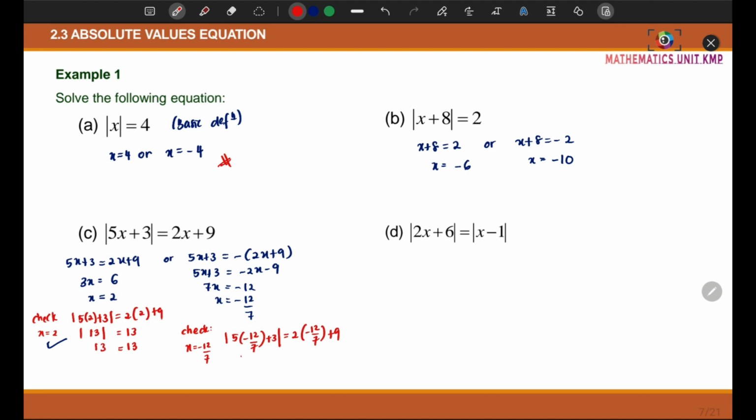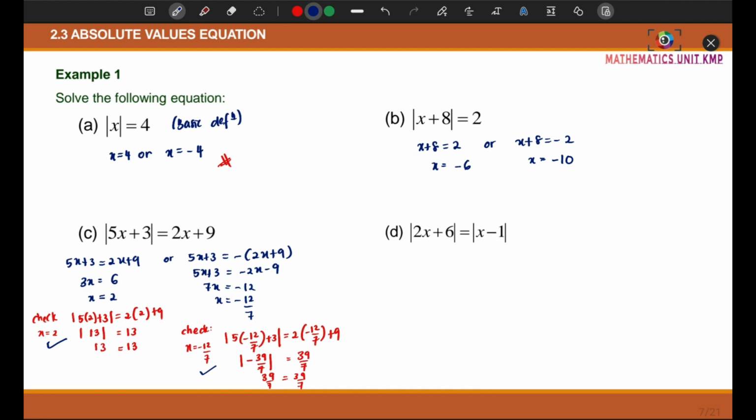On the left hand side, we will have absolute value of 39 over 7. And the right side, we have 39 over 7. So on the left hand side, we know the absolute value of a negative number will become positive. So the same value on the left hand side and right hand side means that x equal to negative 12 over 7 can be accepted. Okay, so for this checking calculation, you can just use a calculator.